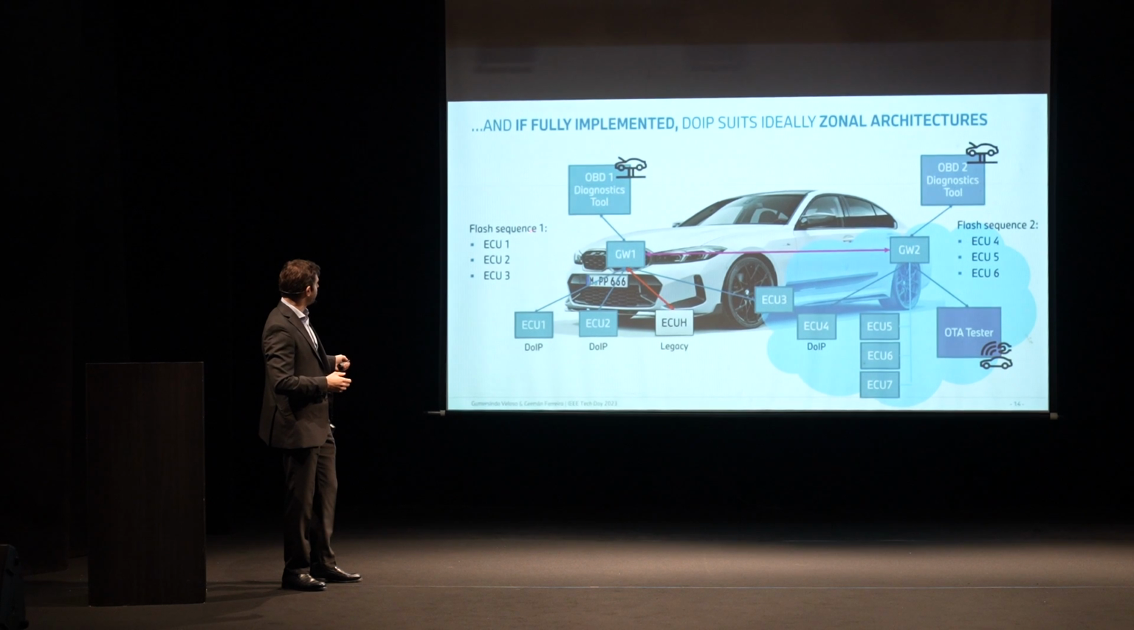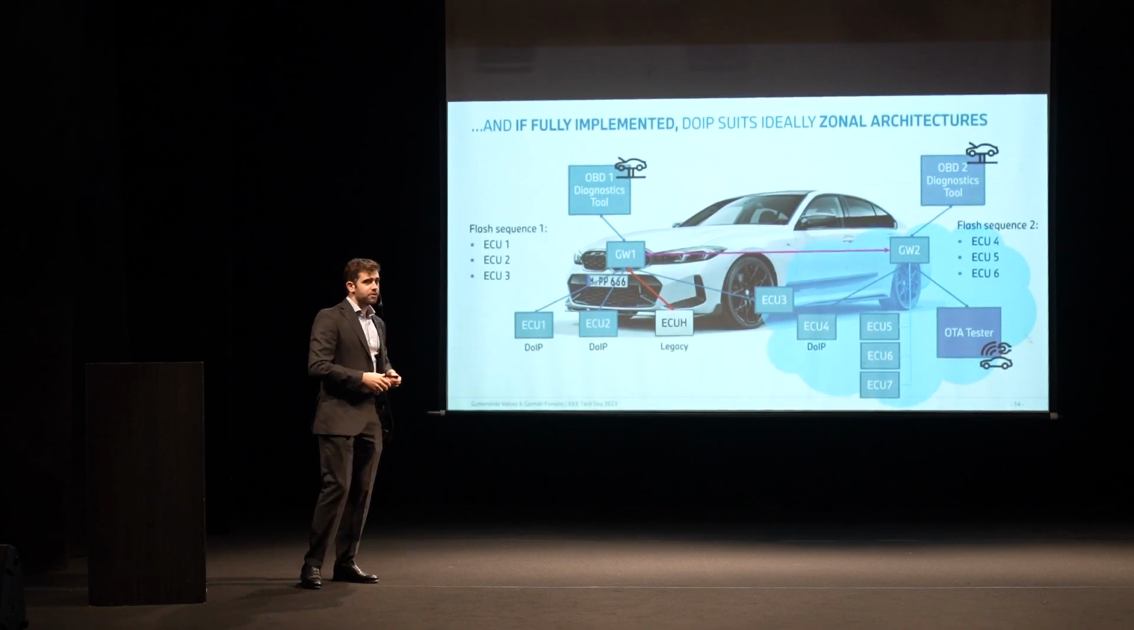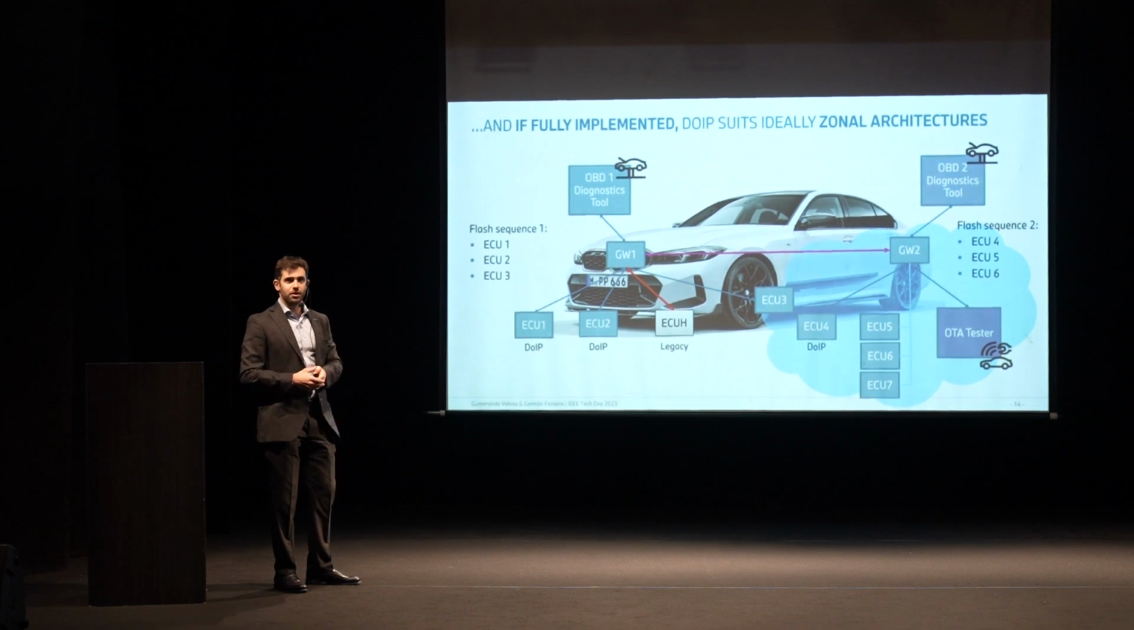And now if, for example, you misconfigure a flash sequence and you want to perform the flashing on the ECU3 from both of your tools, that could be protected with the routing activation mechanism. So now with this slide, it will bring me to the conclusions.